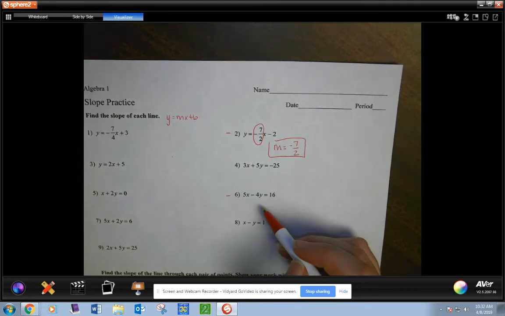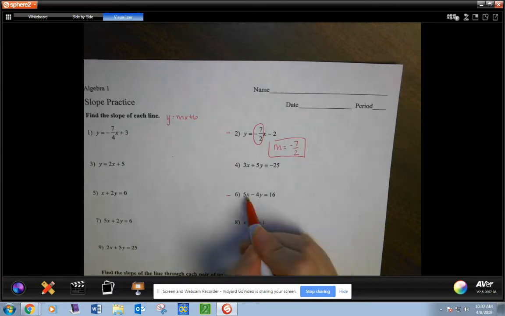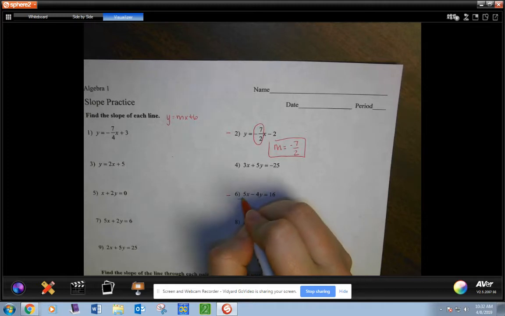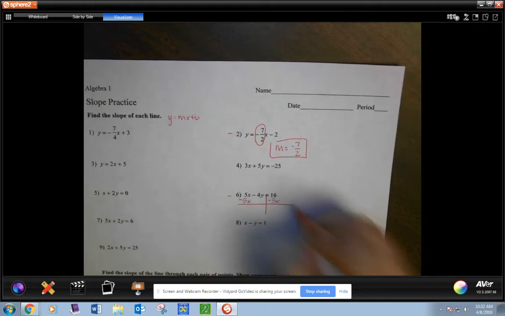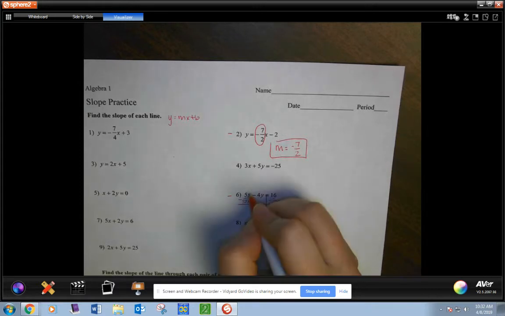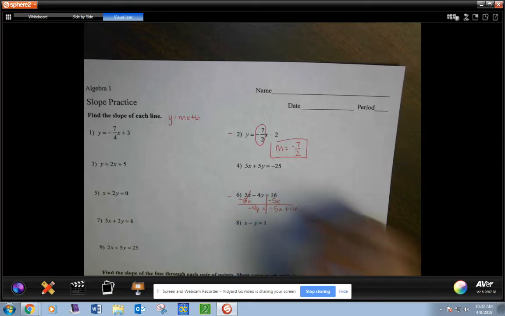Now, for number 6, this is not in y equals mx plus b. So remember the chant if you need to. Move the x by changing the sign. So I'm going to subtract 5x. If you need to draw that bar to split your problem, go ahead. That cancels here to leave me with negative 4y equals negative 5x plus 16.